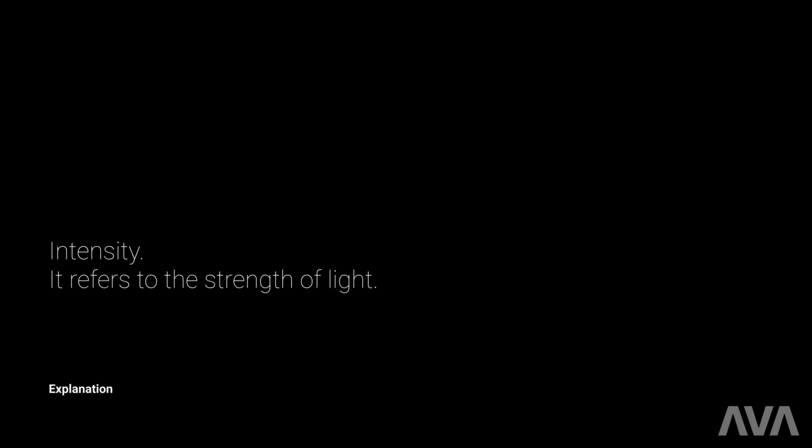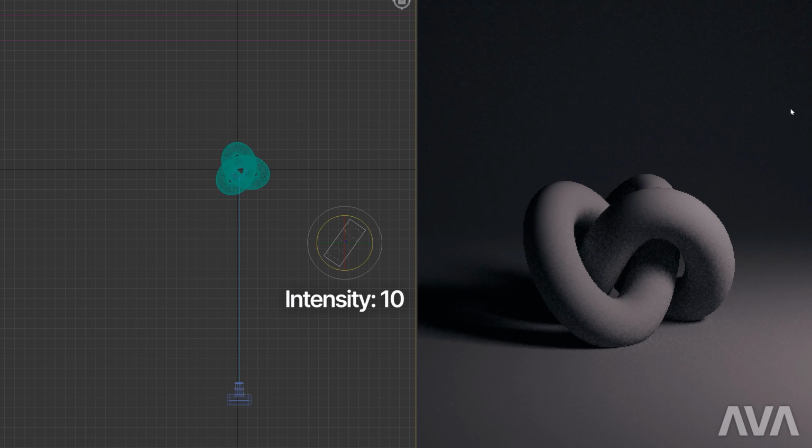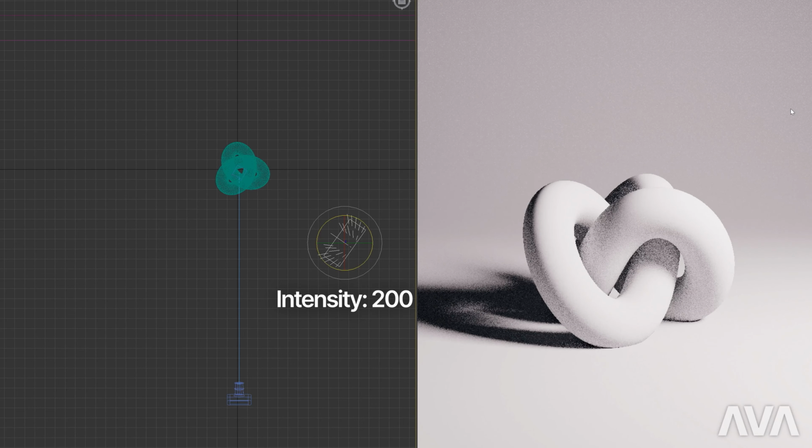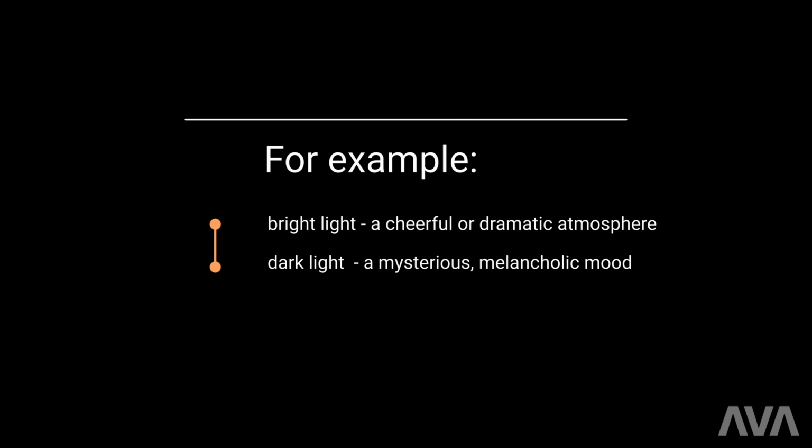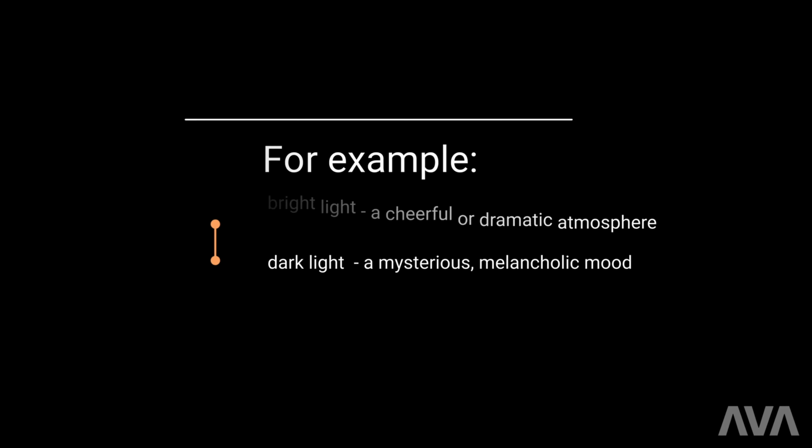It refers to the strength of light. It's the easiest characteristic to understand. Lower values mean that the light is less bright, while higher values will give you more intense and brighter light. The intensity of light affects the mood in many ways. For example, we associate bright light with a cheerful or dramatic atmosphere, while dark light is more mysterious and melancholic.